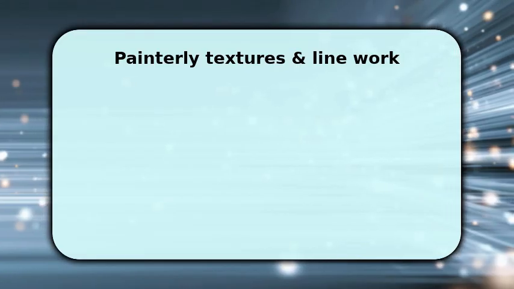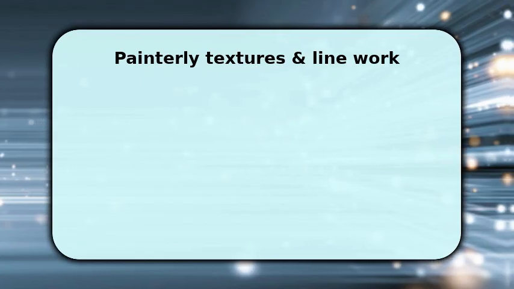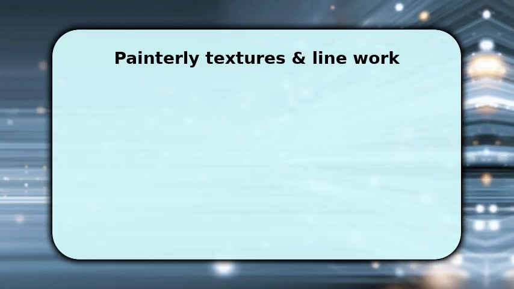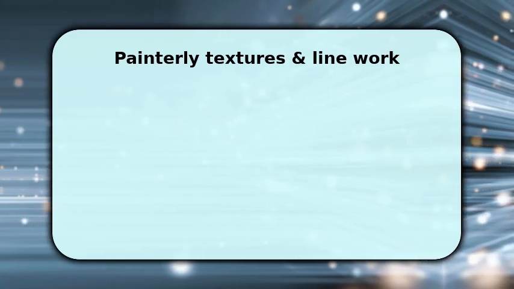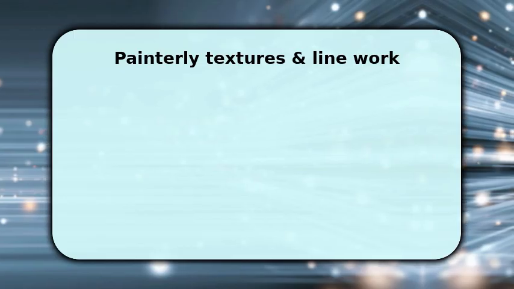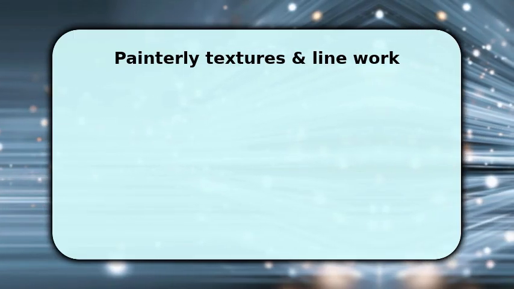Use an edge detect or find edges filter on a duplicate, desaturate it, then set blend mode to multiply at low opacity to suggest hand-drawn outlines. Next, add a subtle paper grain layer set to overlay or soft light. Keep it low so skin stays smooth, but backgrounds gain texture.